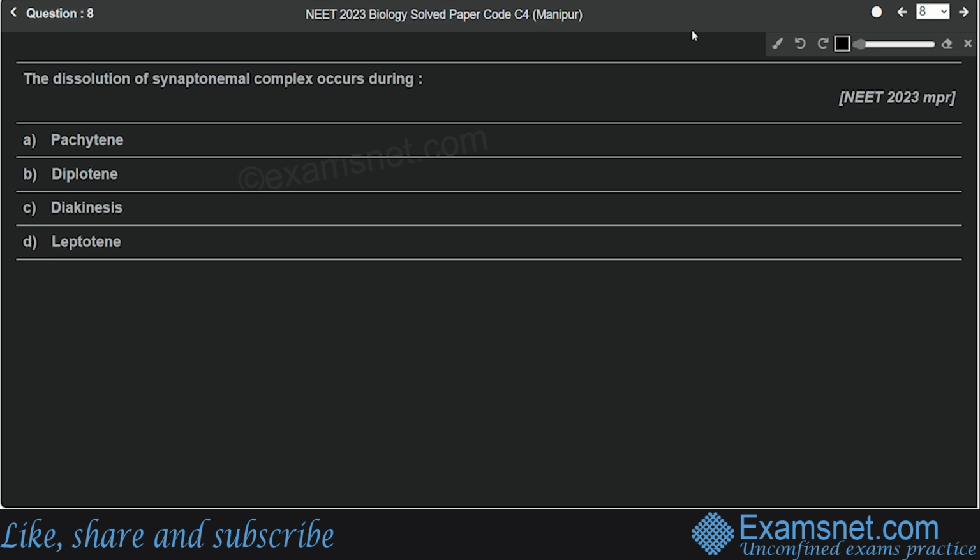Question number 8 is from the chapter Cell Cycle and Cell Division, and the question is: the dissolution of synaptonemal complex occurs during. Options are pachytene, diplotene, diakinesis and leptotene. So what is synaptonemal complex? It is a complex or a structure that holds the homologous chromosomes together.